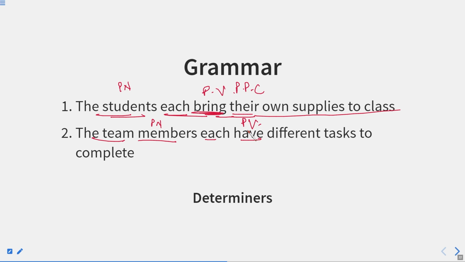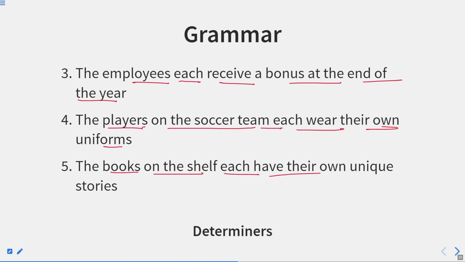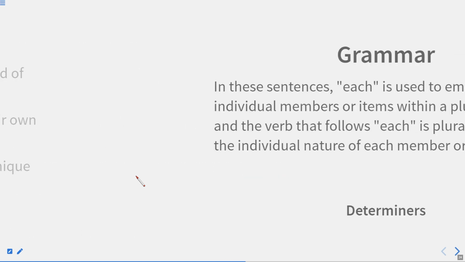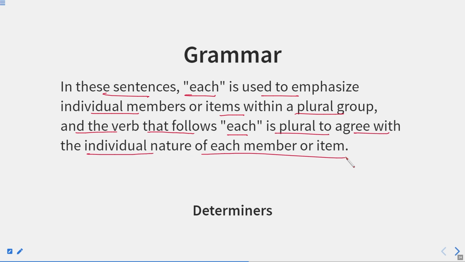Now let us move to the next one. The employees each receive a bonus at the end of the year. The players on the soccer team each wear their own uniforms. The books on the shelf each have their own unique stories. So these are some examples of this particular structure. In these sentences, each is used to emphasize individual members or items within a plural group, and the verb that follows each is plural to agree with the individual nature of each member or item.